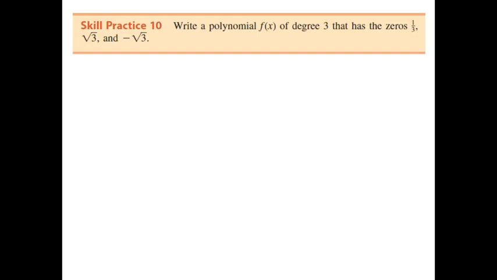Okay? Write a polynomial of degree 3 that has zeros 1/3, square root of 3, and negative square root of 3. Well, they didn't make that easy for us, so let's try that one. So we're going to have factors. We have f of x, that's our polynomial. And we've got a factor x minus 1/3, x minus square root of 3, and x plus square root of 3.